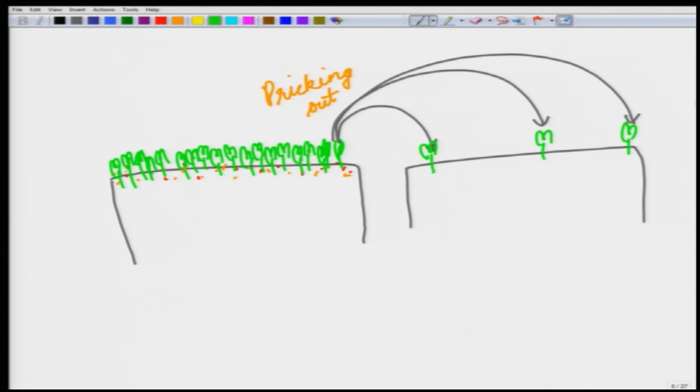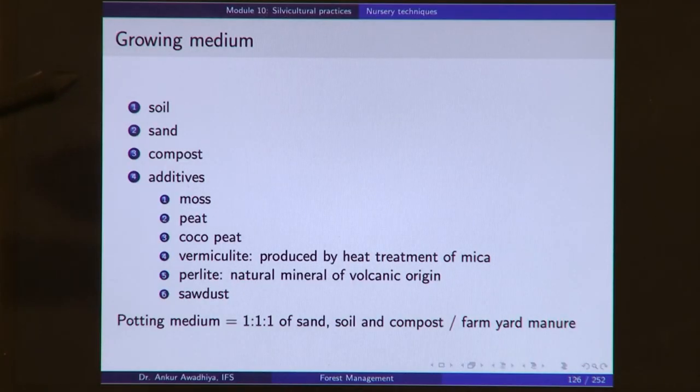Now, in this growing bed, we will need to put the growing media. So, this is not just sand, this is a growing medium. Now, growing medium comprises a combination of soil, sand, compost and additives. Now, soil is important for the growth of plants. Sand is added to make the soil more porous. So, addition of sand will ensure that there is no water logging and the roots of the plants are able to get access to the air.